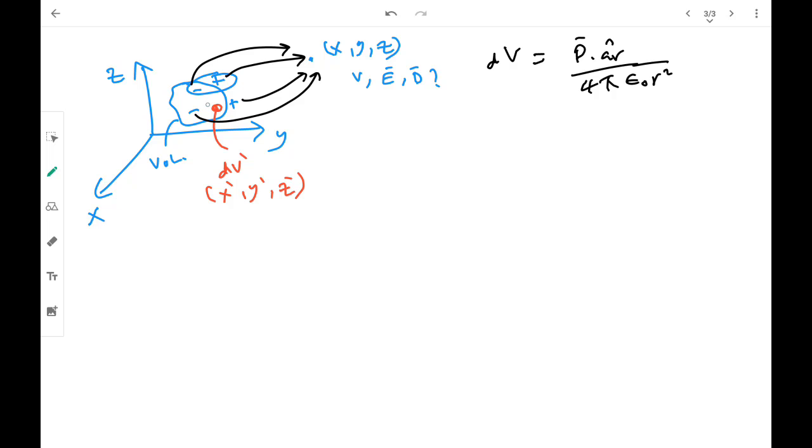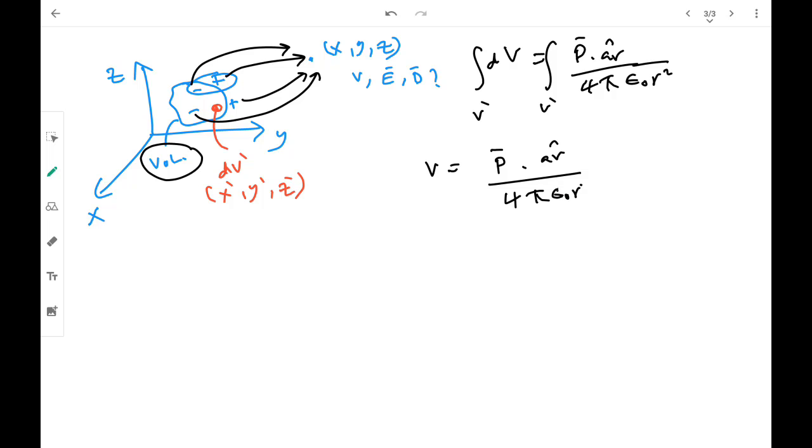Now if we choose this dipole, we talk about the differential potential because we are talking about one dipole. If the material contains more than one dipole, we need to consider the whole volume. In order to do that, we integrate both sides with respect to the volume, and we put a dash to represent the volume. By integrating both sides, V equals the integral over V dash of P dot aR over 4 pi epsilon naught R squared dV dash, integrating both sides with respect to the volume.